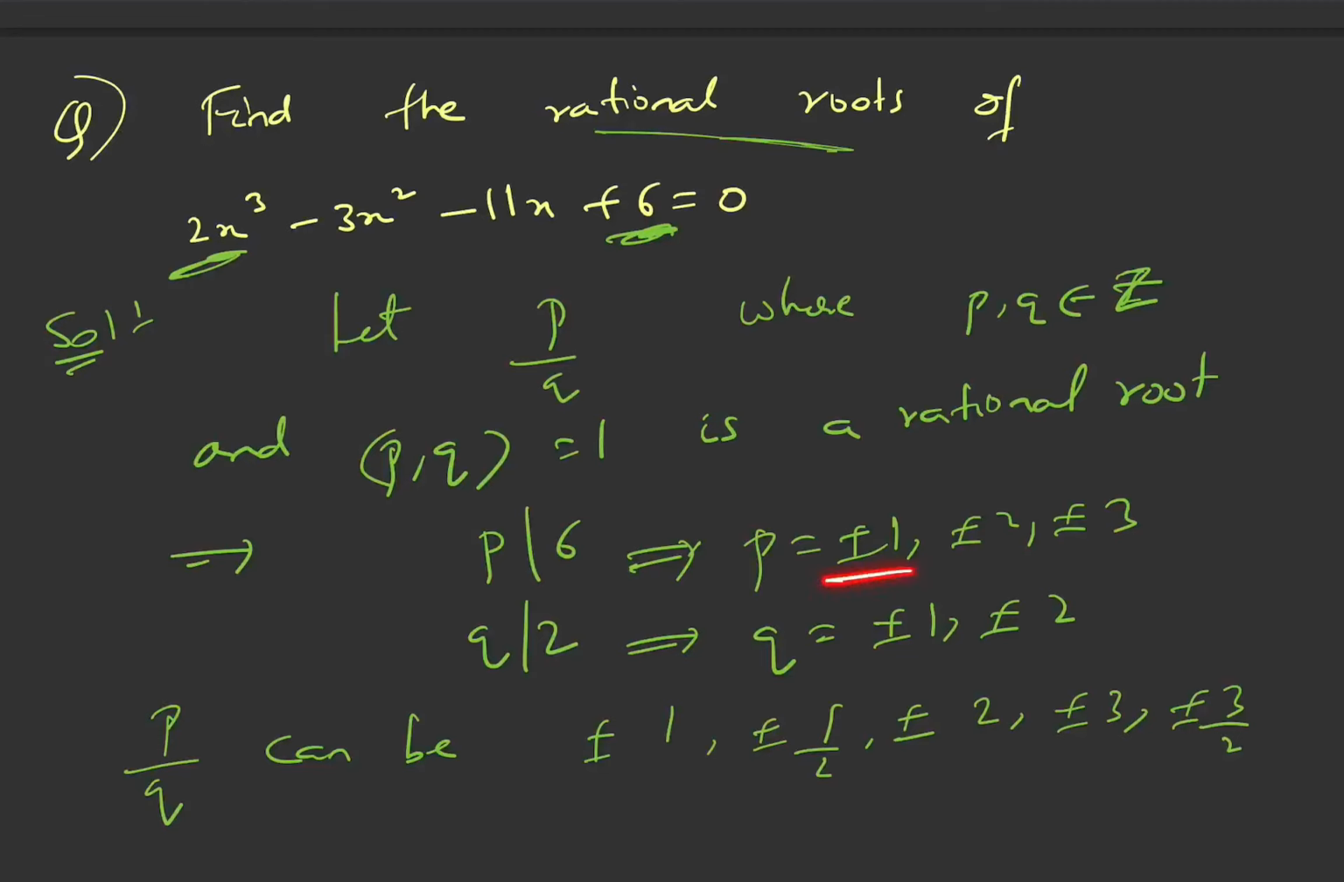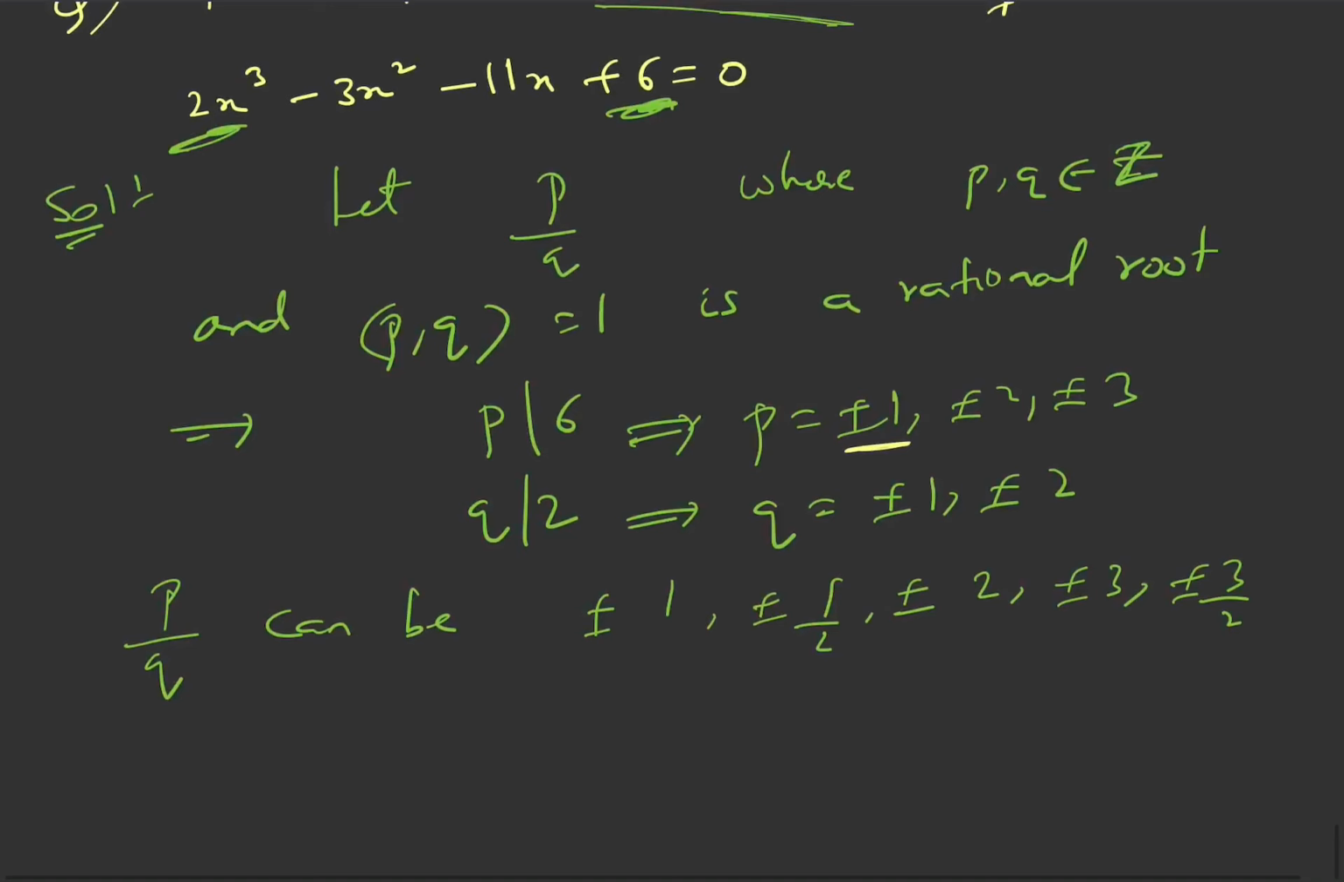So if you take different possible values of p by q, if p is 1, q is 1, you will get 1. If p is 1, q is minus 1, you will get minus 1. If p is 2, q is 2, you will get 1, so that we have already included. If p is 2, q is 1, you will get 2, and if p is minus 2, q is 1, you will get minus 2. Similarly, plus minus 3 by plus minus 1, you will get plus minus 3, and plus minus 3 by plus minus 2, you will get plus minus 3 by 2. So these are the possible values of p by q.